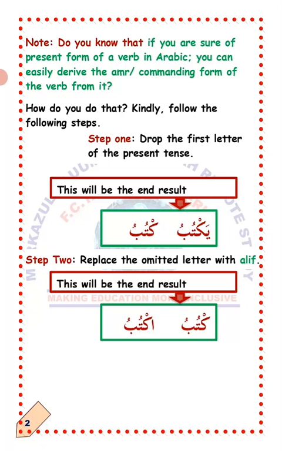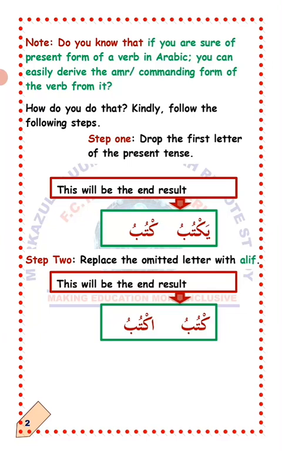Apply the following steps. Step number 1 is to replace ya' with alif. So you drop ya' and replace it with the alif. So the question is, what kind of haraka, what kind of vowel sound, are you going to give the alif? Are you going to read alif with fatha, kasra, or damma?